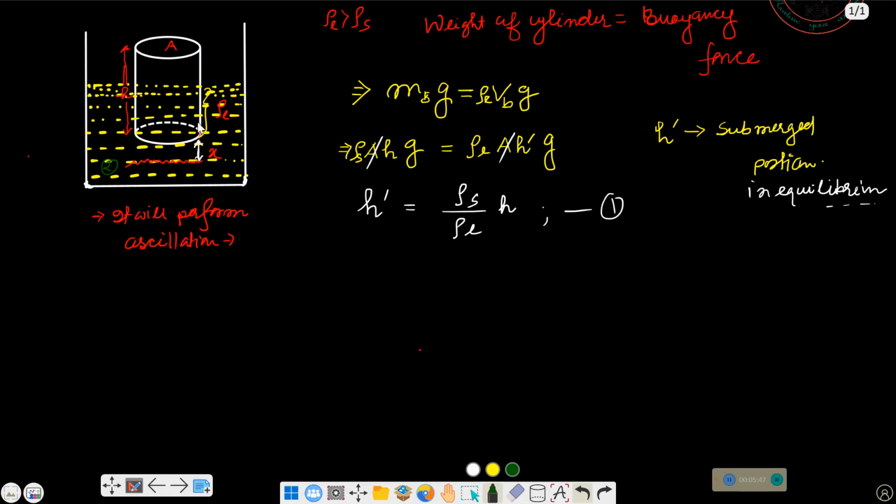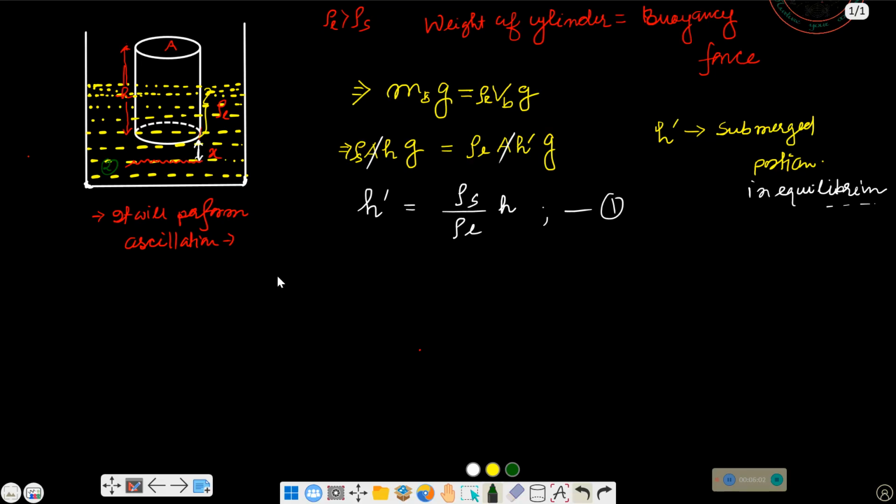If we depress the cylinder by an amount x, then the amount of displaced liquid will be more. That means the mass of the displaced liquid will be more. That's why the buoyancy force will be more, but the weight will remain the same.